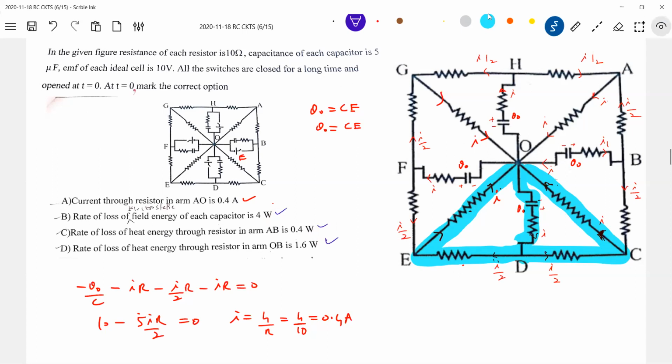Any other method? For option B, I can do another method, sir. Q square by 2C is the energy. We can differentiate that expression, we'll get the same thing. Yes, that also can be done. For that, what will happen? See, energy equal to Q square by 2C. So dU by dt, you do it. Half into 2 into Q by 2C. This will be 2Q dq by dt. dq by dt is what? I.